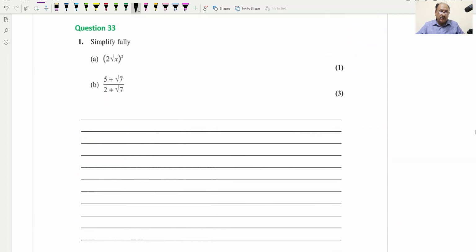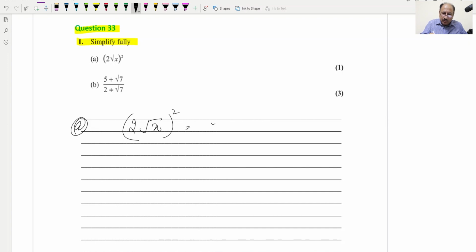Hopefully you understood this. Question number 33 of this topic wise file, and question 1 of the past paper. Simplify. Part A: we have to simplify the given expression, which is 2 under root x, whole raised to the power 2.